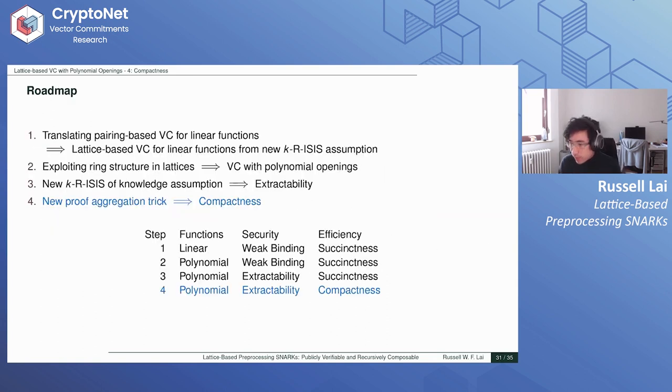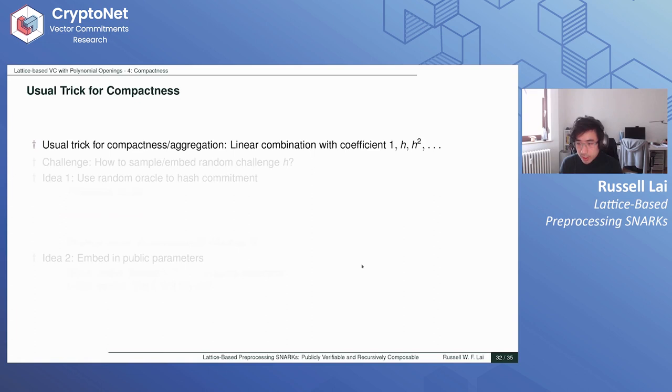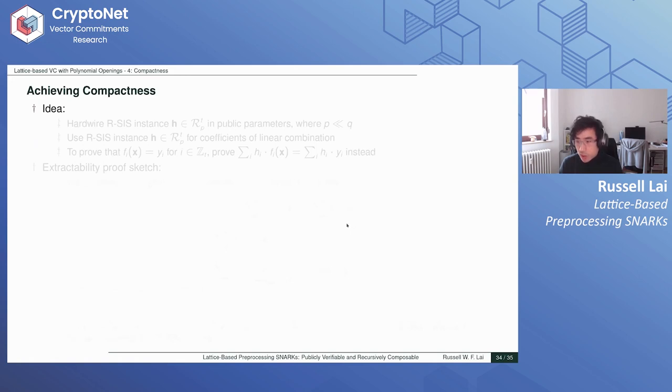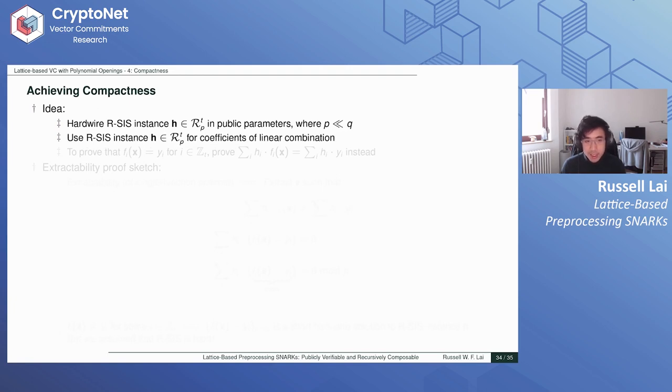For the interest of time, let me quickly go through how we can get compactness. Let me simply skip this slide. To get compactness, we essentially program a ring SIS instance in the public parameters, where this ring SIS instance is given by a vector h. And we want this ring SIS instance to have a modulus p, which is much, much smaller than the modulus q of the VC scheme. And the idea is that we will use this ring SIS instance for the coefficients that we need to perform a linear combination over a bunch of different opening proofs so that we can aggregate these opening proofs into a single one.